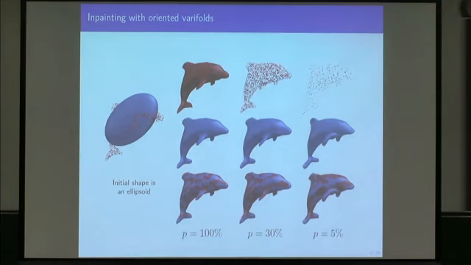And the last fun example that I called inpainting with oriented varifold. So we are matching an ellipsoid on a dolphin. You have here the result of the classic experiment. But on the second column and the last column, we deleted 70% of the triangles, so we keep only 30%. And on this last column, we kept only 5% of the triangles.